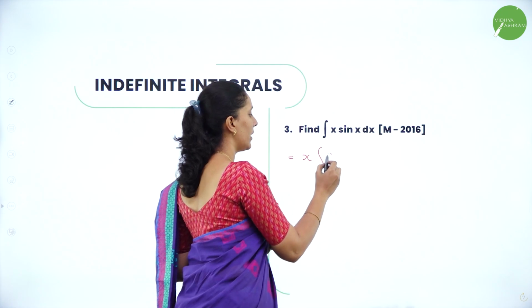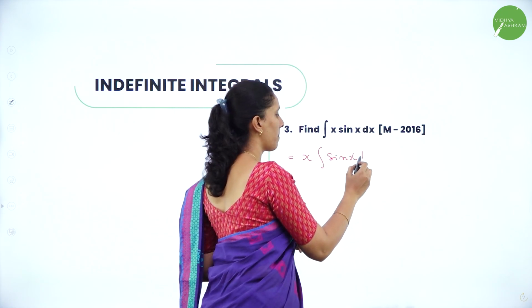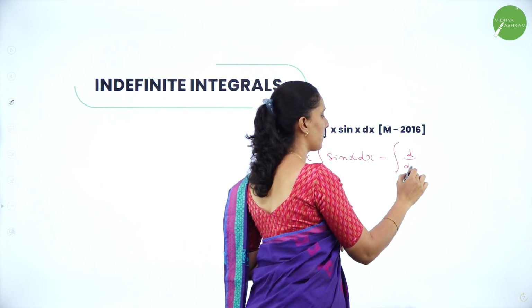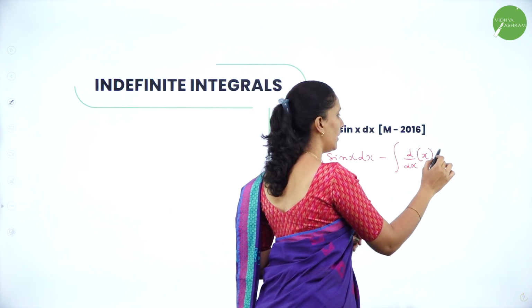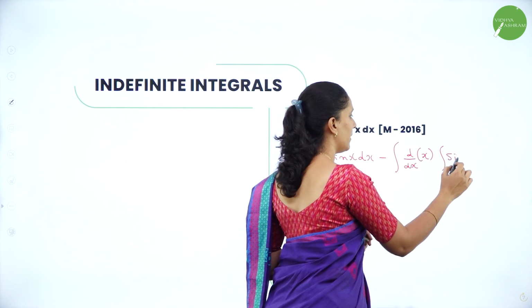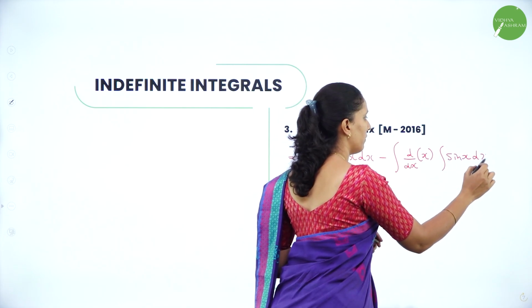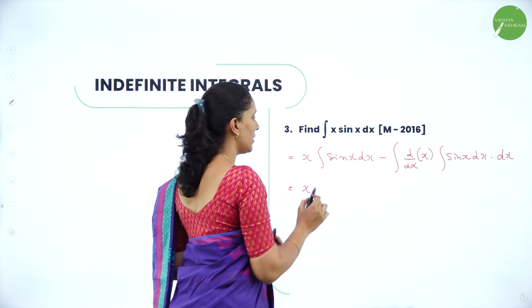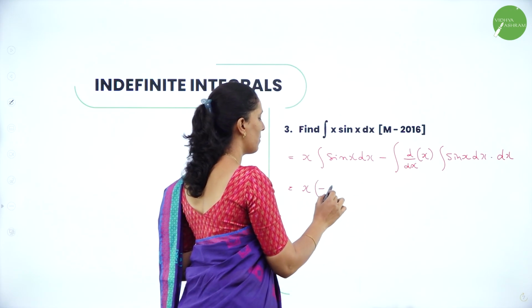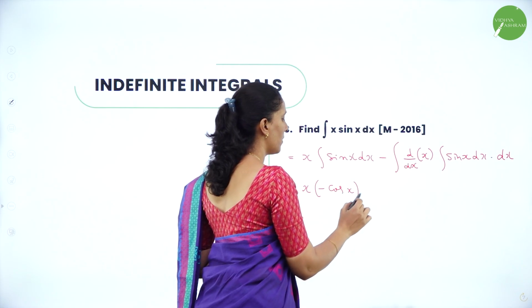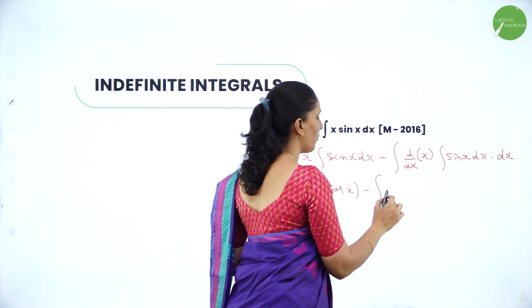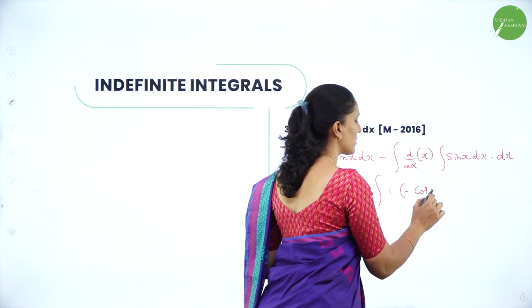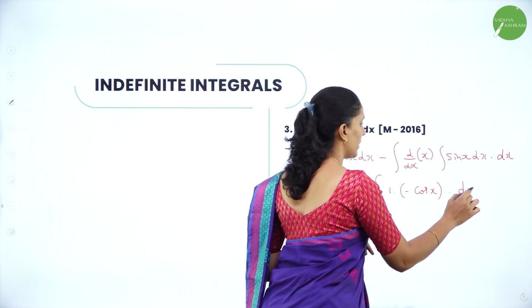First function integral of second, minus derivative of first into integral of second again, with respect to dx again. So now first function integral of sin x is minus cos x, minus derivative of x is 1, integral of sin x is again minus cos x. We have one more dx.